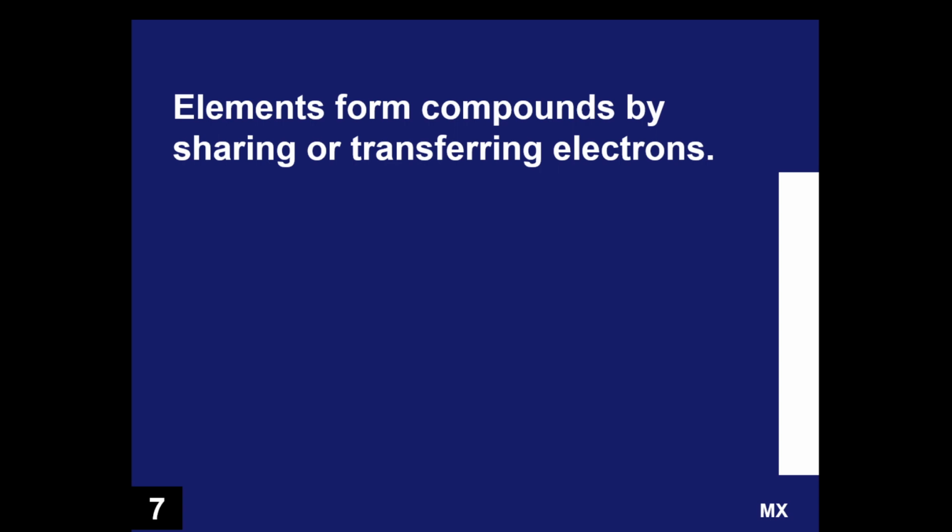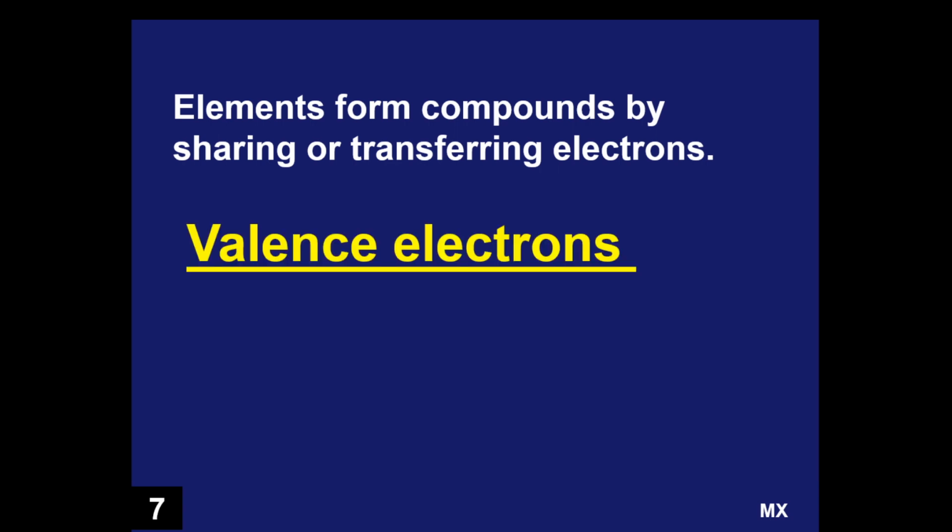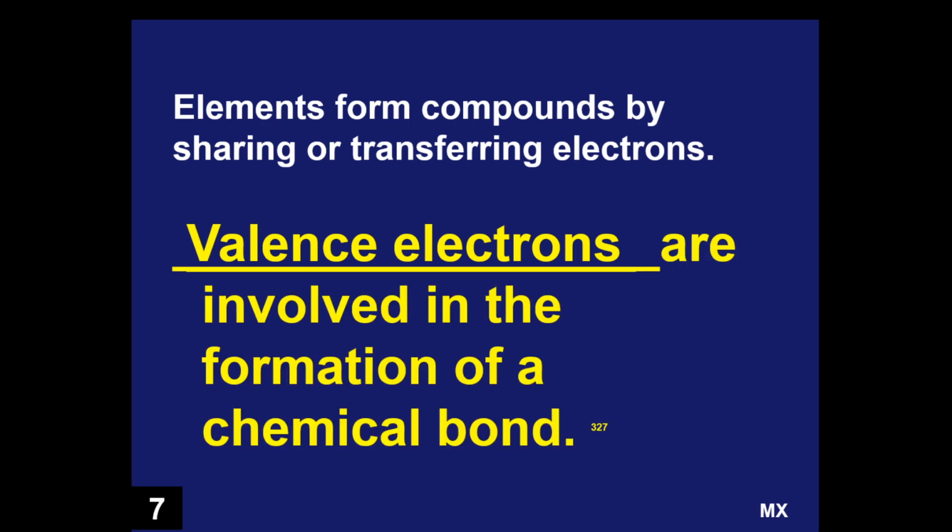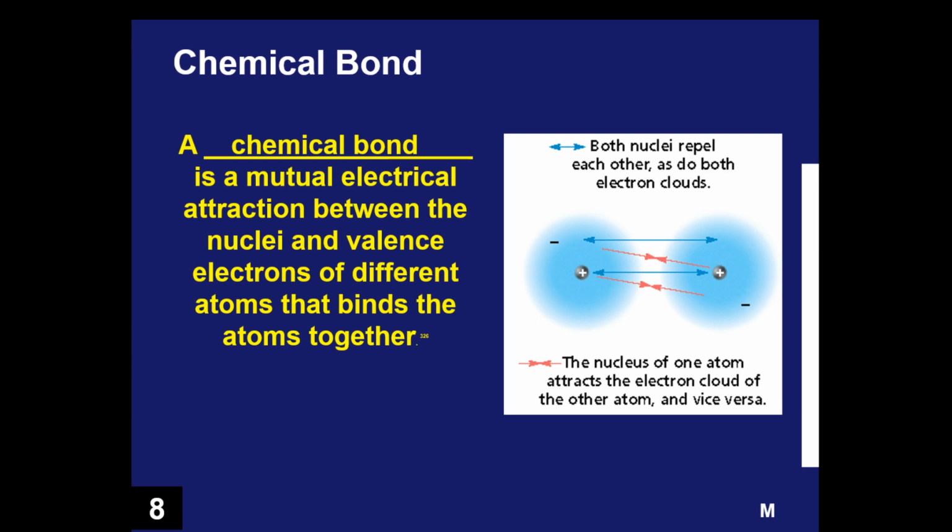Okay, elements form compounds by sharing or transferring electrons. The electrons that are involved in bonding are called valence electrons. Now, a chemical bond exists because of a balance of forces. There's a mutual electrical attraction between the nuclei and the valence electrons of the adjacent atom. That's a positive-negative attraction. The nuclei is positive, the electrons are negative, there's an attraction there. So this diagram depicts it. You've got a positive nuclei, and there's an attraction between that nuclei and the negative electrons of an adjacent atom.